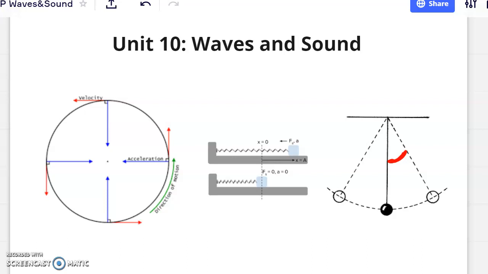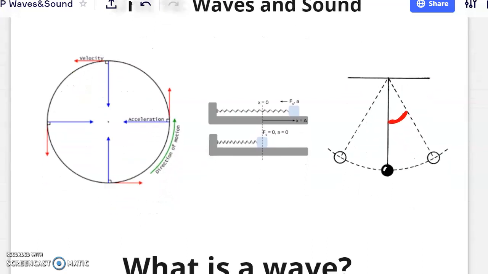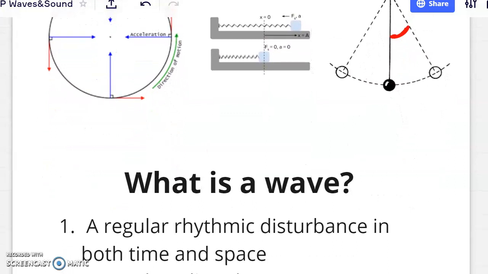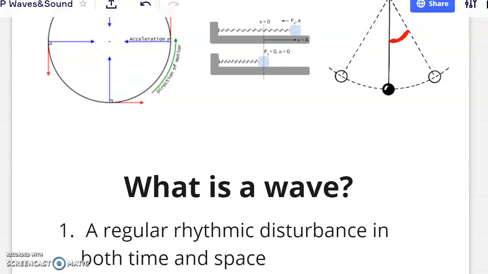Well, now when we talk waves and sound, we want to talk about the energy being able to leave this vibrating source. So what do I mean when I talk about a wave? I think three definitions are really good for us here. One is a regular rhythmic disturbance in both time and space.